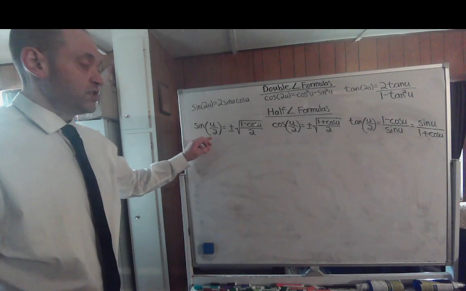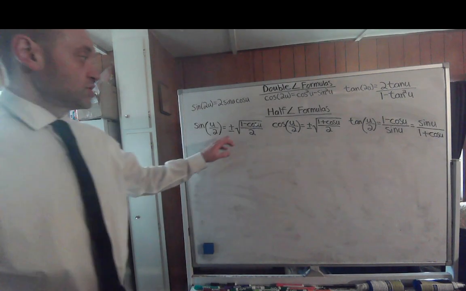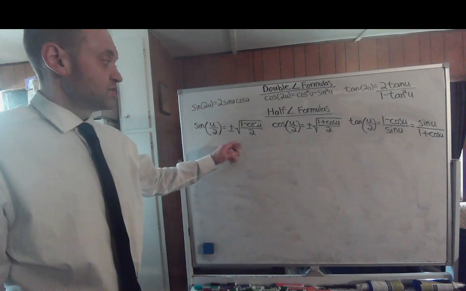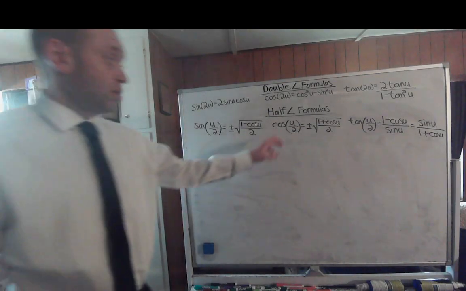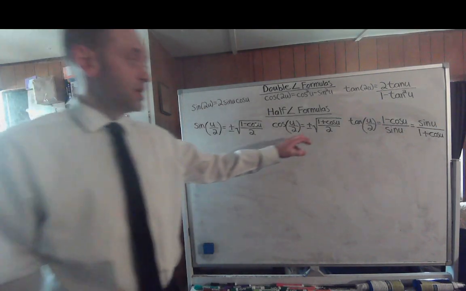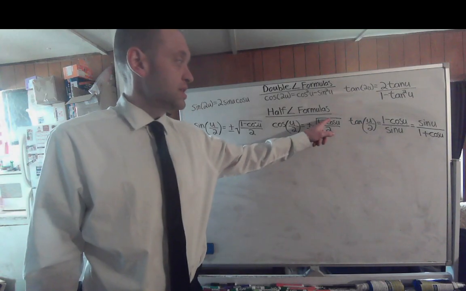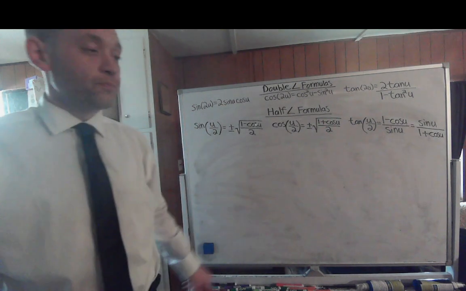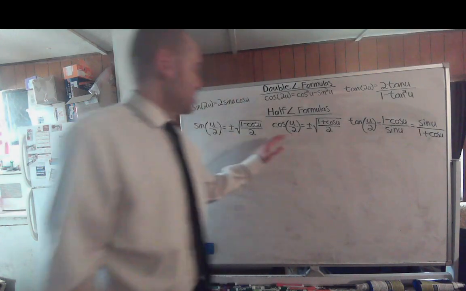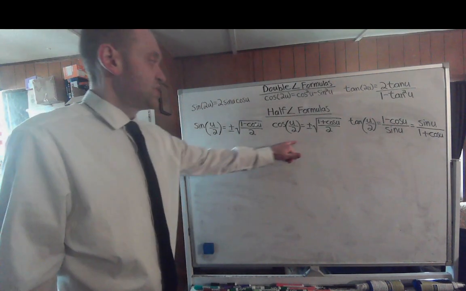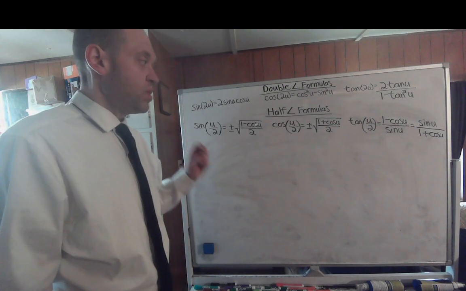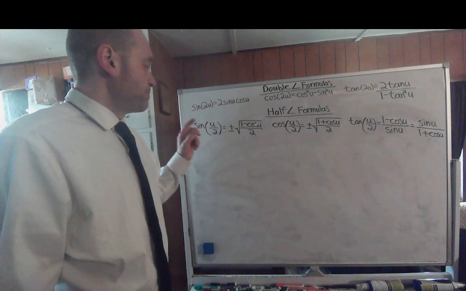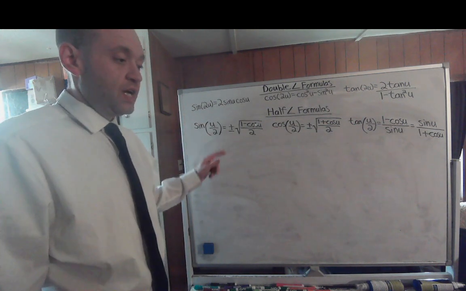So the sine of u over 2 equals plus or minus the square root of 1 minus the cosine of u over 2. The cosine of u over 2 equals plus or minus the square root of 1 plus the cosine of u over 2. And then we should talk about that plus and minus. So the plus or minus depends upon which quadrant the angle u over 2 lies in.